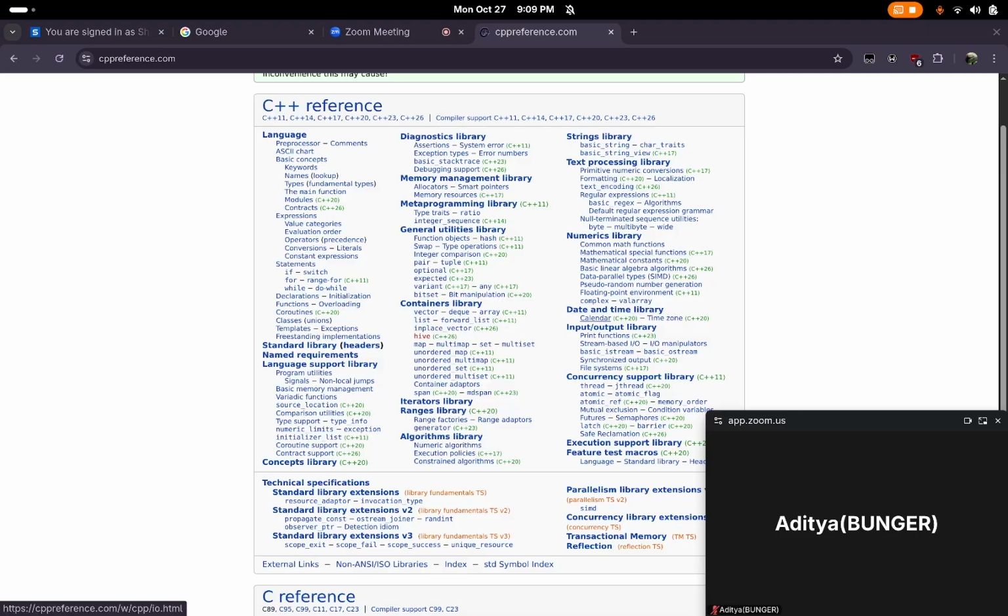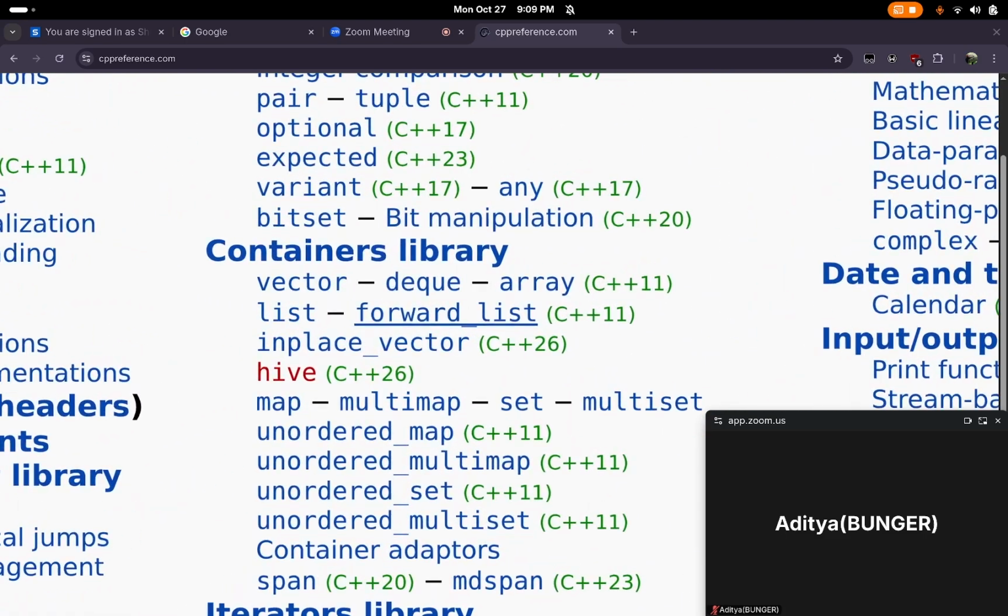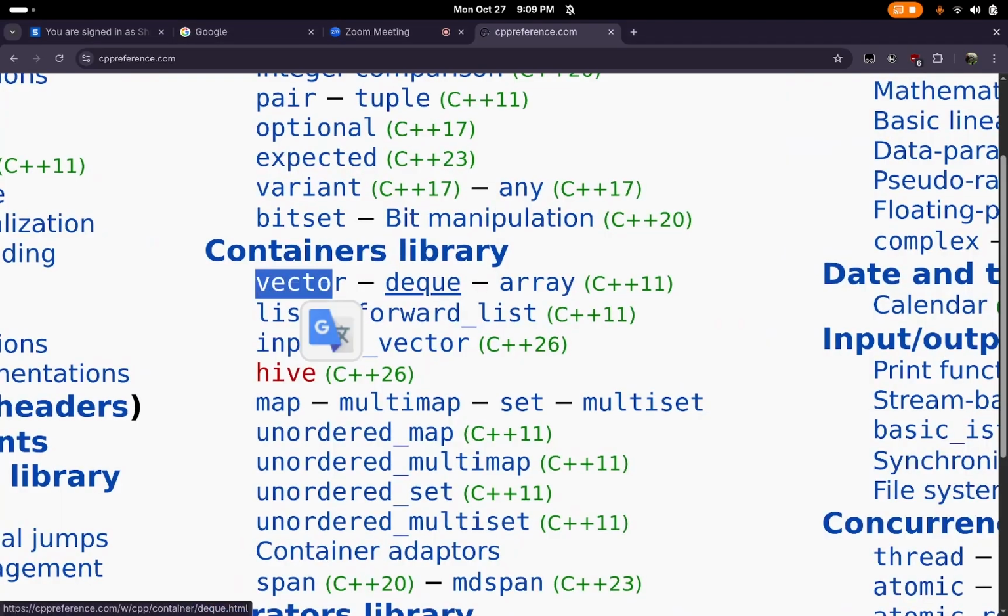You obviously have a lot of date and time, concurrency, that sort of stuff, but you're not going to use that. The main stuff that we are going to care about is in this section right here. It's called containers: vector, deque, array, list, forward list, map, multimap, like I've never used it, set, multiset, unordered map, unordered set.